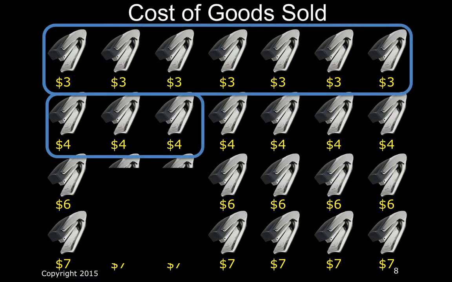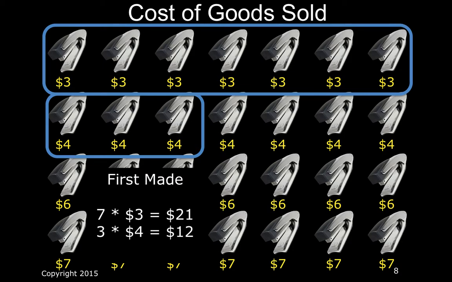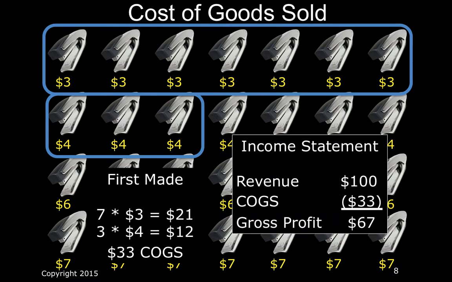If we assume that the earliest staplers manufactured were the ones sold, then the first 7 made will have cost $3 each for a total of $21. And the next 3 will have cost $4 each for a total of $12, bringing our total cost of goods sold under this approach to $33. Our gross profit will be $67 instead of $50. This will increase our tax liability, not reduce it.